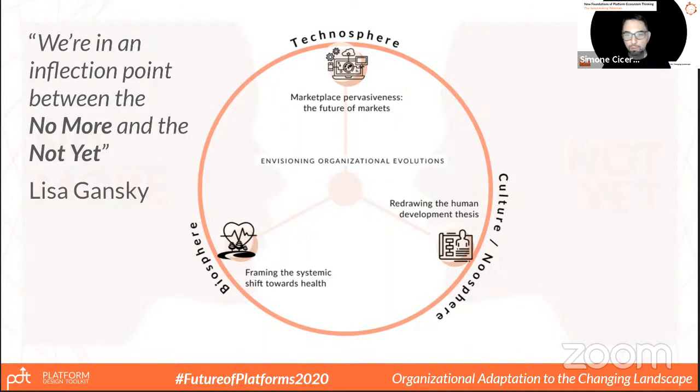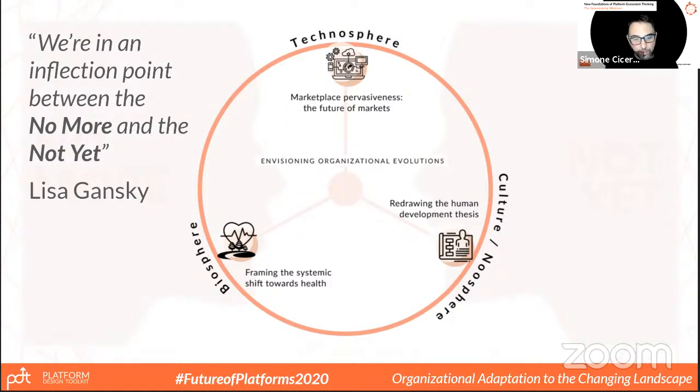We're talking about understanding how the technological advancements and changes we have been living through in the last decades connect and interact with the changes we are seeing in the biosphere, with all the issues we are witnessing in terms of ecological impacts and climate change, and the new shift towards systemic health that we are perceiving, also as a response to the pandemic we have been living through in the last year.